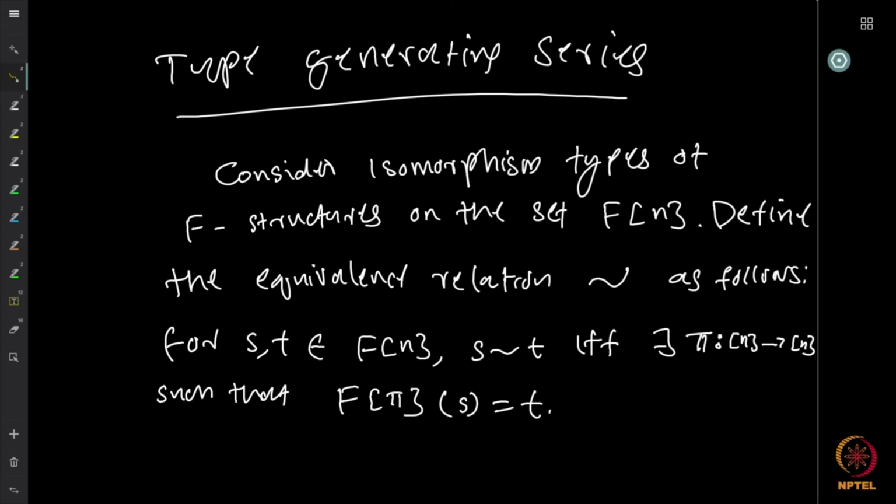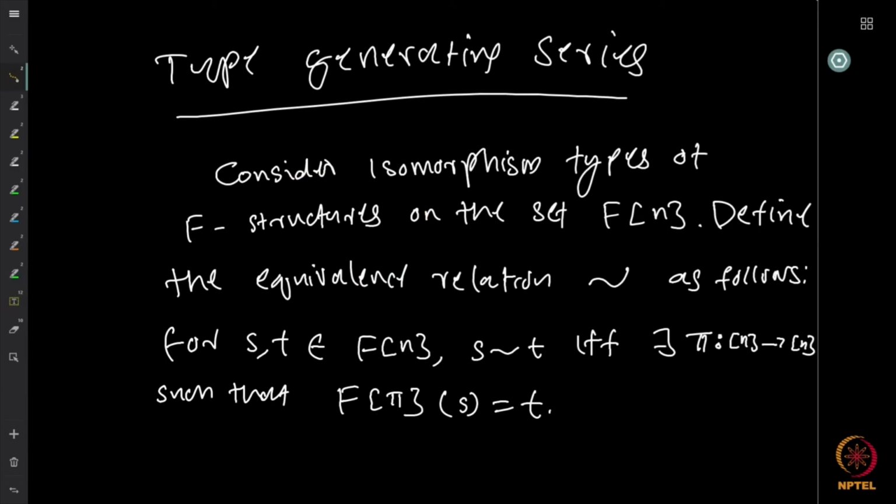When I talk about graphs on the set 1, 2, 3, 4, you will have several graphs, but several of them could be isomorphic. Now I don't want to count all these isomorphic things separately. I want to just find out how many different inequivalent structures there are. So for that, I can consider the isomorphism class. Isomorphism types of species F structures on the set, let's say F of n.